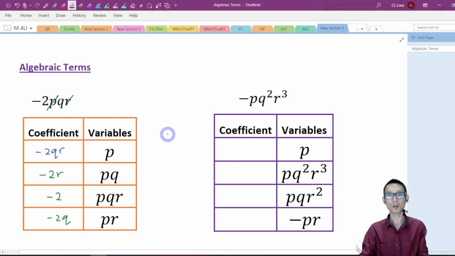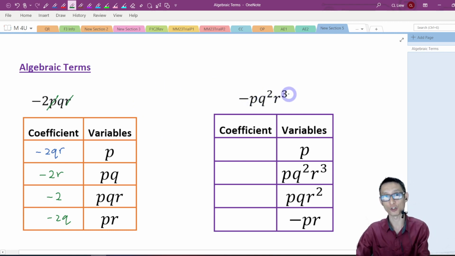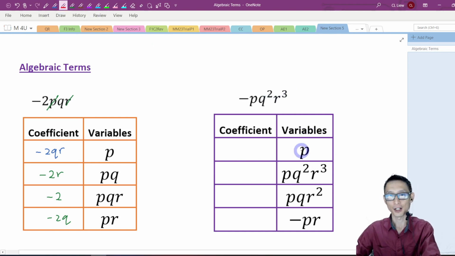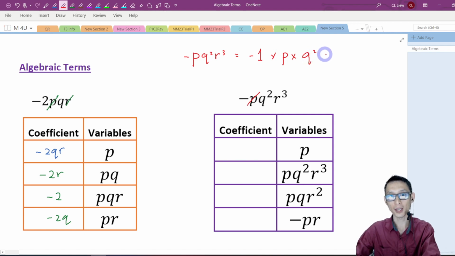Okay, now how about this one? This will be more complicated, but it's actually the same thing, but you need to be more careful when you see the power 2, power 3, and so on. Okay, P, we cut this one, you will see negative. Now, this one, it means that negative 1 times p times q, which means q squared, times r, times r, times r, which means r cubed. Okay, so you cut this p and you will see negative q squared r cube.